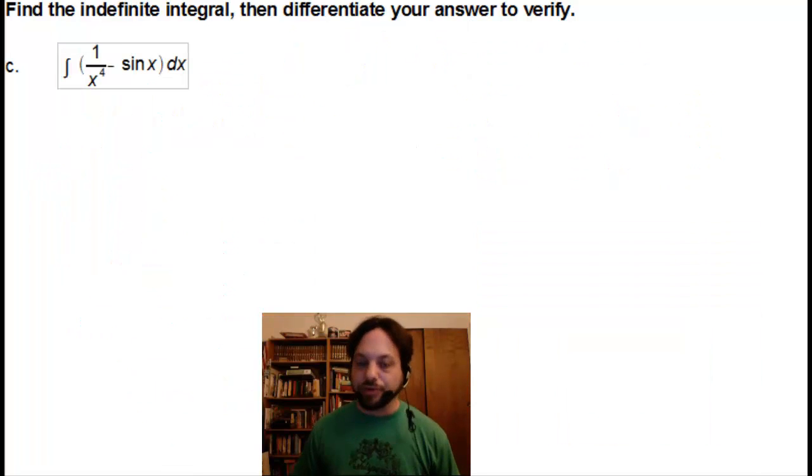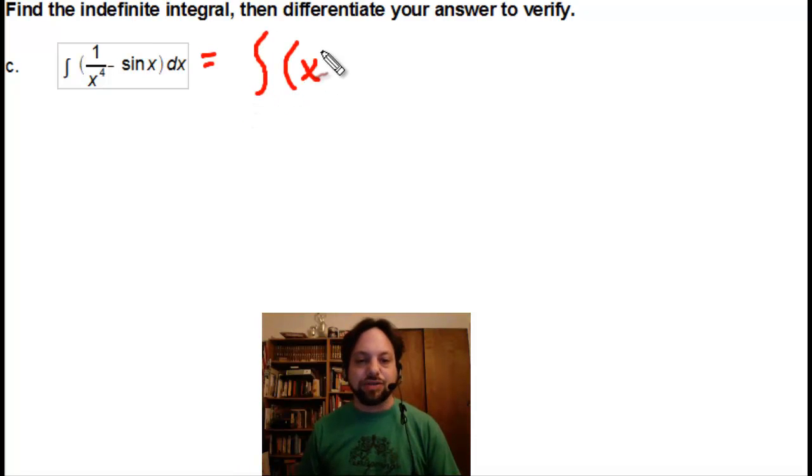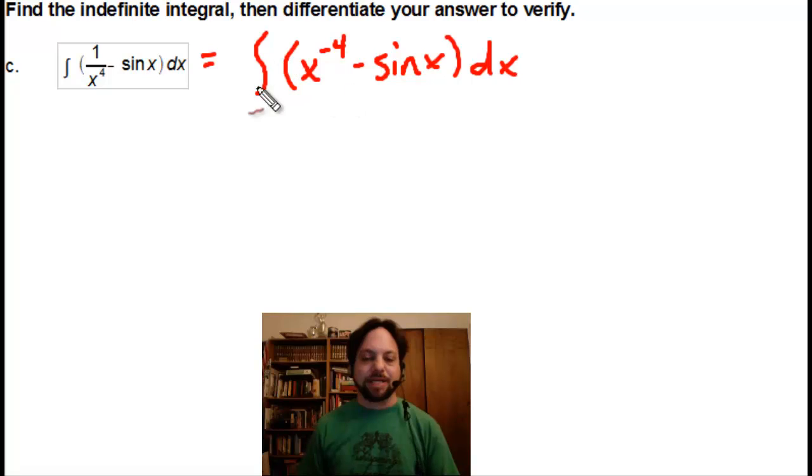Example C might scare you a little bit because it has sine of x in it, but let me show you that it's really no big deal. The first thing I'm going to do, of course, is to rewrite this integral as x to the negative 4th minus the sine of x. And I'm not going to forget my dx, of course.